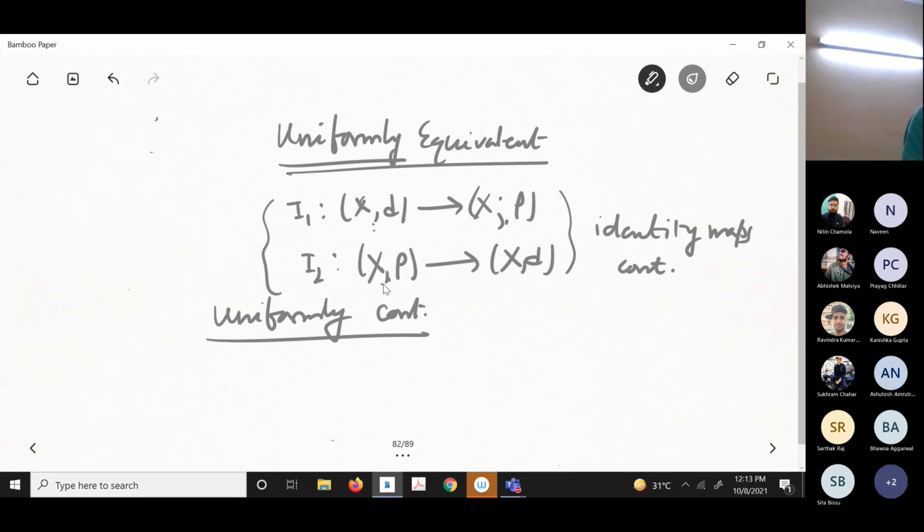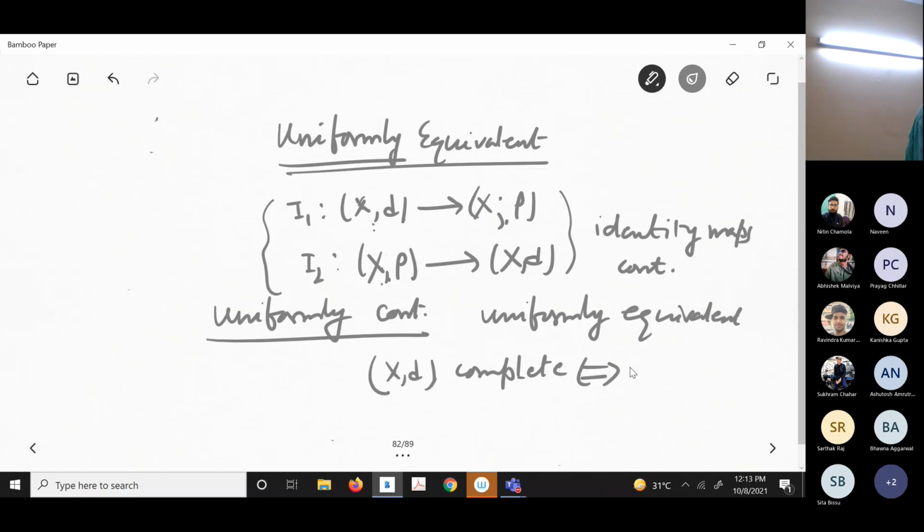Okay. If these identity maps are uniformly continuous, then this is called uniformly equivalent. And in this case, the collection of Cauchy sequences will be the same, so it can also be proved that X, D will be complete if and only if X, rho is complete. I'm not saying it has to be complete, but this I can prove: X, D is complete if and only if X, rho is complete. That is exactly the result I put as an exercise: D and rho two uniformly equivalent metrics on a non-empty set X, then D is complete if and only if rho is complete.